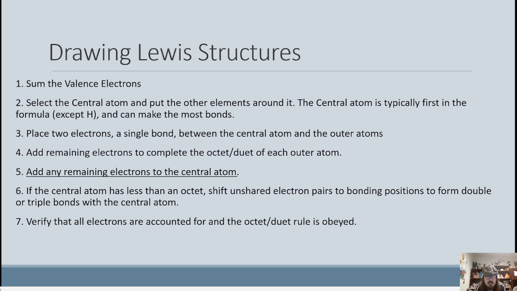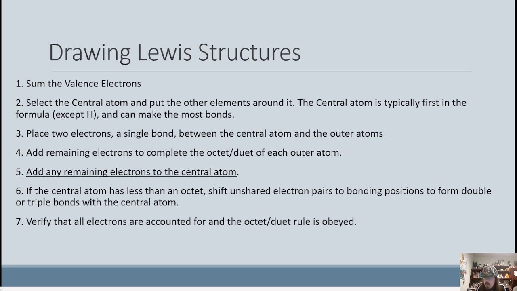Now, before we do anything else, check to see if we have any electrons left after we've given the outer atoms the octet or duet. If there are any electrons left, we will put those remaining electrons on the center atom. It doesn't matter what other situation we have, we are putting the remaining electrons on the central atom.